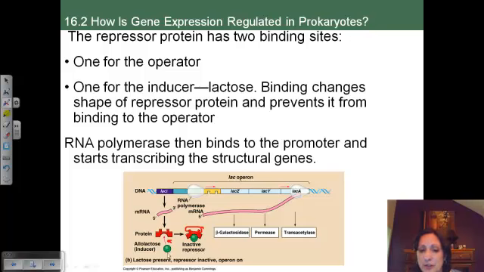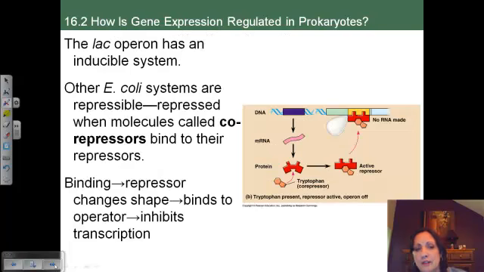So when there's no lactose, it looks like this. It binds and it blocks. When there is lactose, it changes the shape of the repressor so it can no longer bind, and then the RNA polymerase can transcribe the gene. Now, that's an inducible system, but we also have repressible systems.